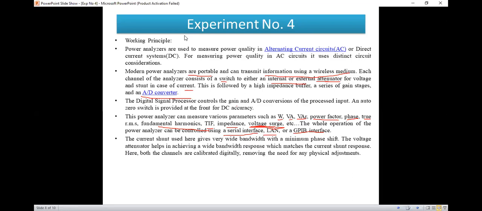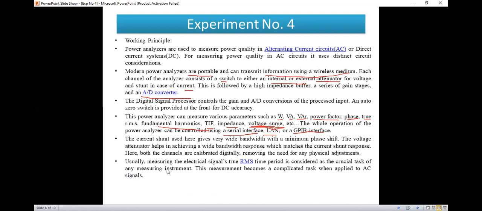The first one is used for measurement, like digital signal processing or impedance buffer and the series gain stage. It can be fed again to an analog to digital converter, and one of the shunt current type of attenuator having a bandwidth response which matches the current shunt response. And both the channels are calibrated digitally. If we want to do some physical adjustment, at that situation we can remove that also.